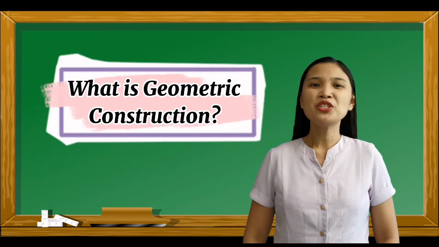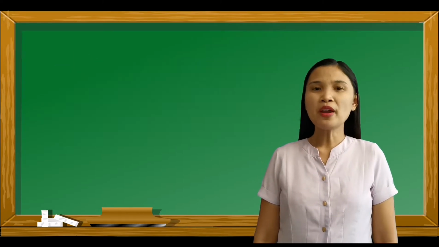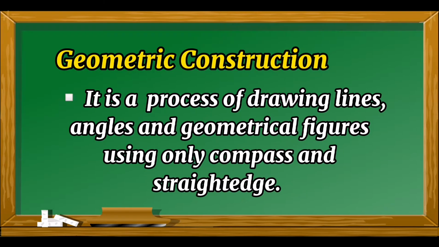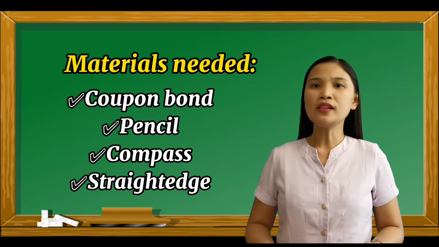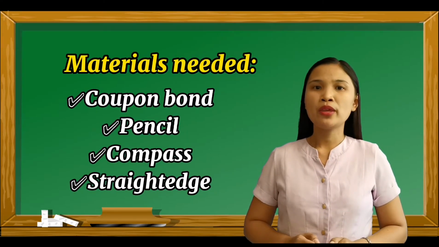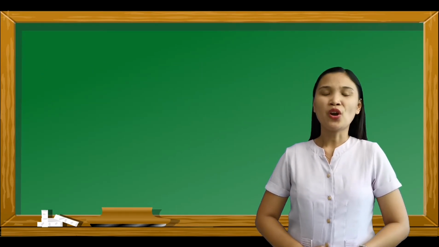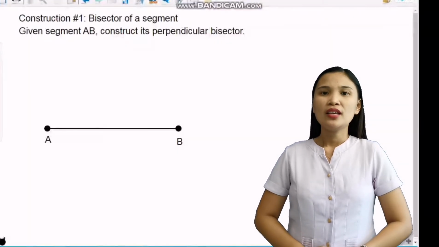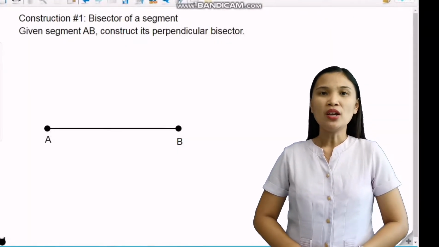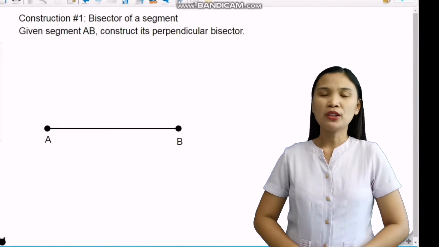So what is geometric construction? It is a process of drawing a geometrical figure using the different tools such as the compass and straight edge. So kindly bring out your materials before we go on with the next activity. Let's perform construction number 1. Bisector of a segment. Given a segment AB, construct its perpendicular bisector.